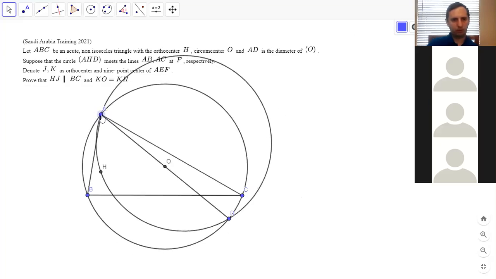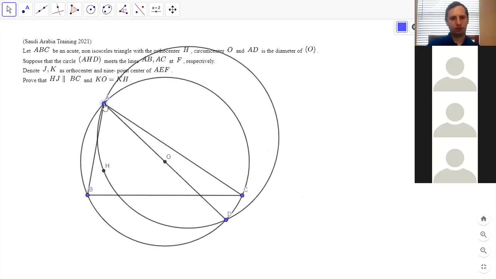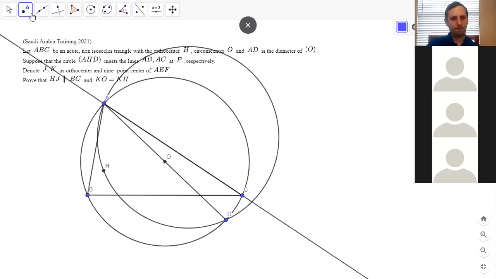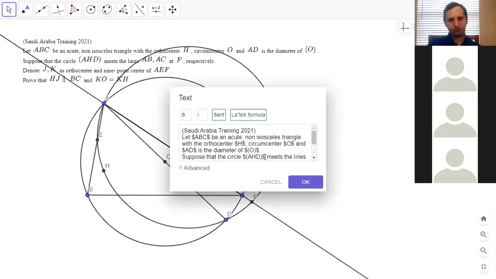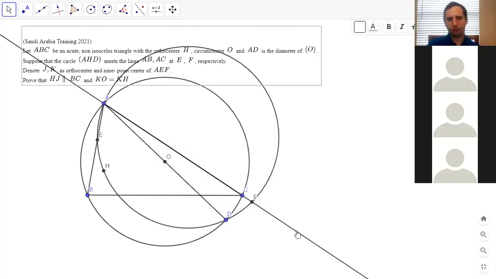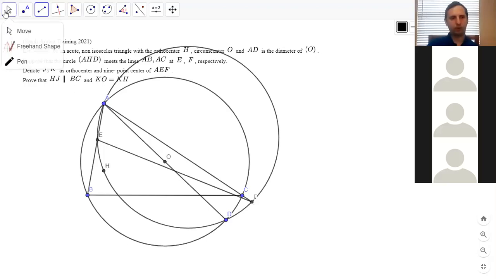Is it possible to intersect both the segments AB and AC? I don't think so. I think I have to extend AC no matter what. So F, oh, I think there's a typo. I think it should be E and F. I'll just say that's E and that's F. And then we want to draw, this is weird, the 9-point center of AEF. Okay, so here's triangle AEF. We want both the orthocenter and the 9-point center.